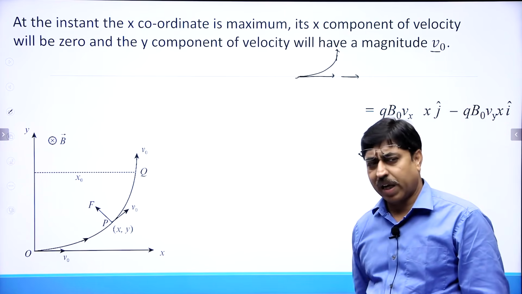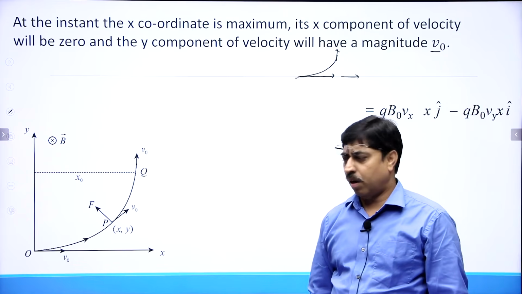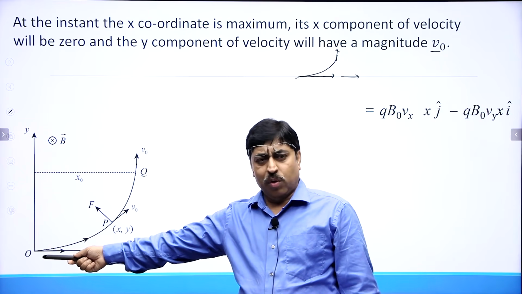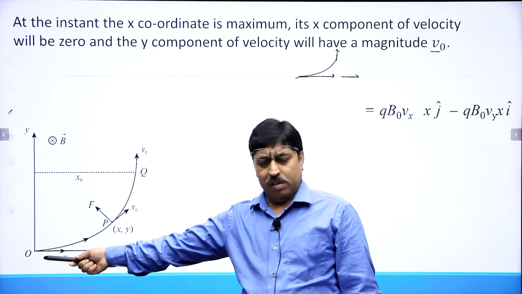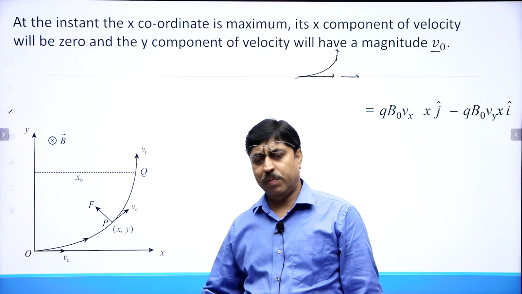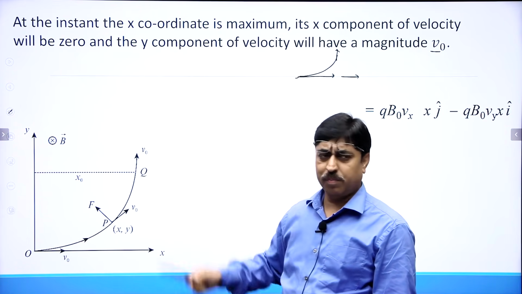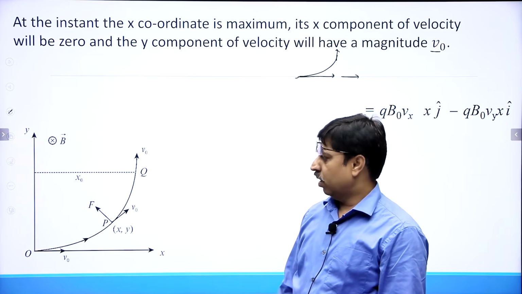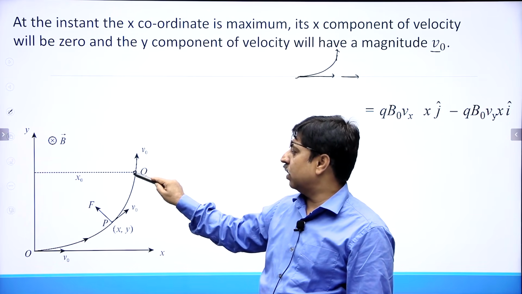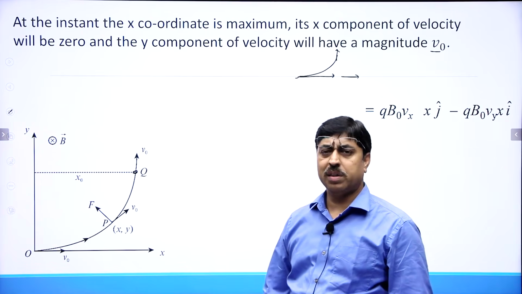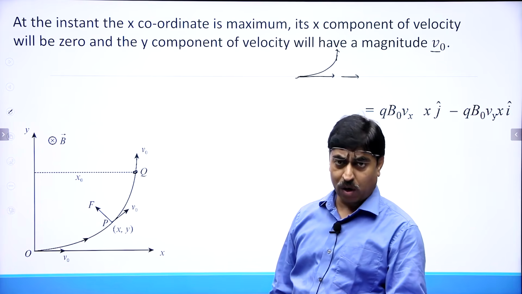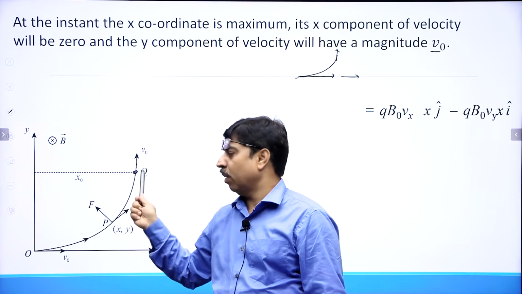I have made a proper diagram here. This is point O from where the particle has been projected. It has been projected with some speed v naught. Let us say this is the path on which it is moving. At point Q, its velocity becomes parallel to y direction. It is v naught, and this is the maximum x coordinate.